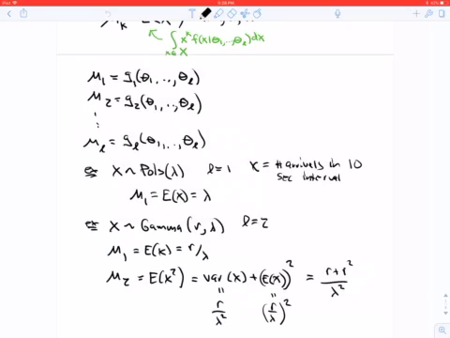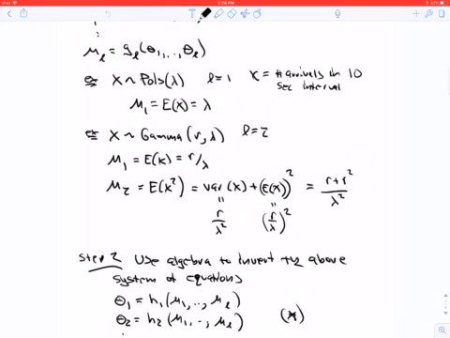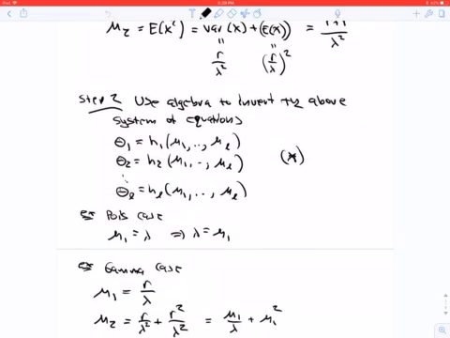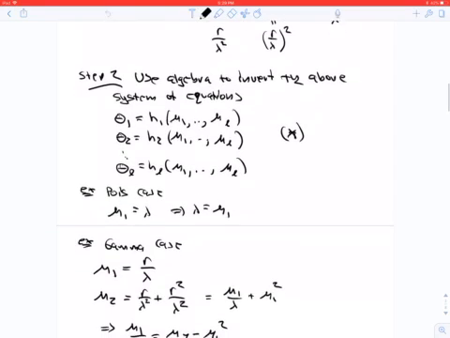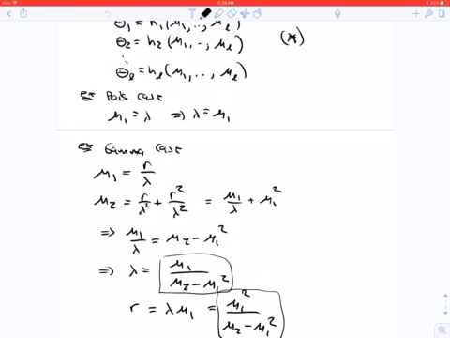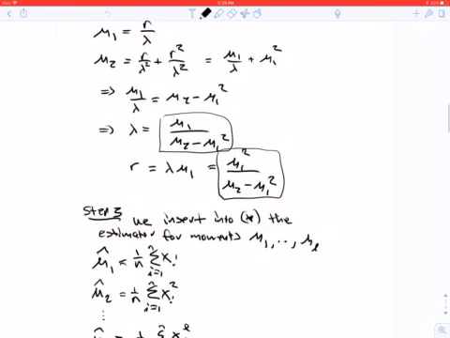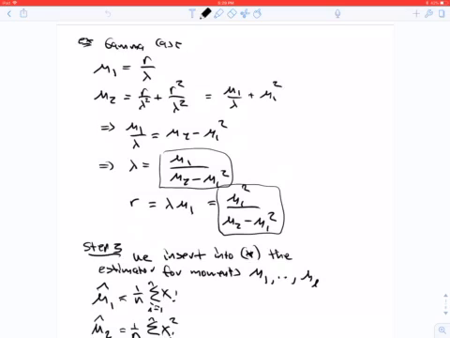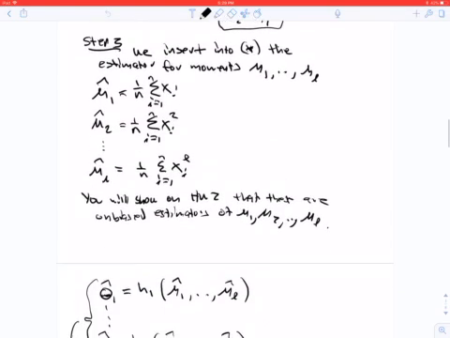functions of theta. And so, for example, if X is Poisson(lambda), then L is 1, and the first moment is just lambda. If X is gamma, L is 2, and we can write the moments as functions of r and lambda, as shown. Then we use algebra to invert the above system of equations. In the Poisson case, that's very easy. And in the gamma case, it's also easy, but just a little bit more algebra.